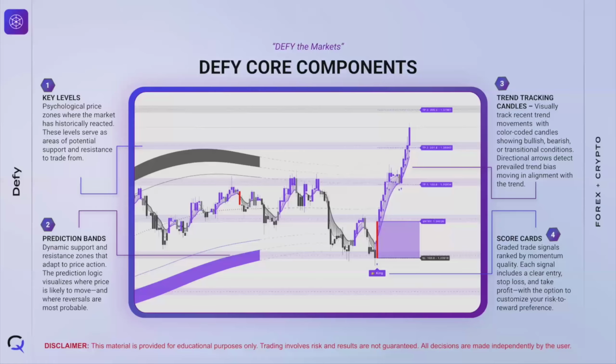Now, we went through this in our previous training, but just to give you a brush up, the 4 DeFi core components are built on the key levels, the prediction bands, the trend tracking candles, and also the scorecards. Now, there's a lot more to the strategy, but these are the 4 core components that you want to pay attention to help look for your setups. So let's begin by jumping into the DeFi key levels.